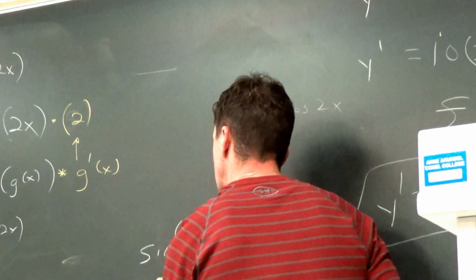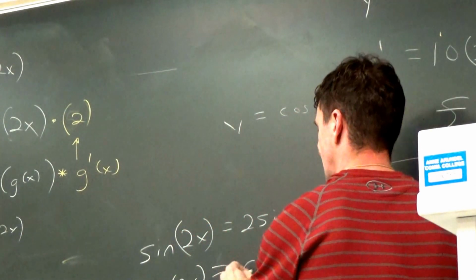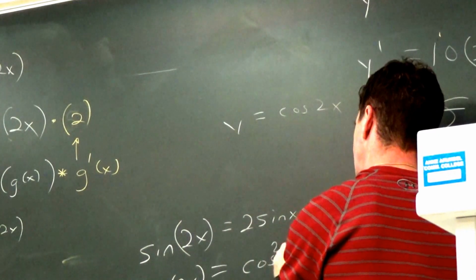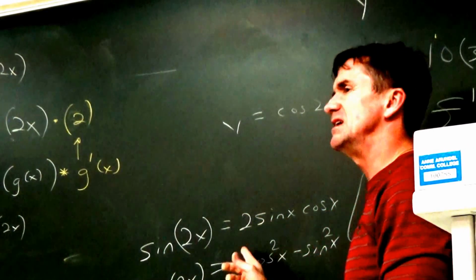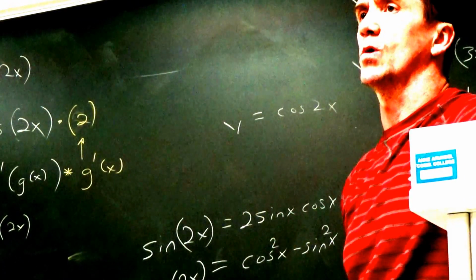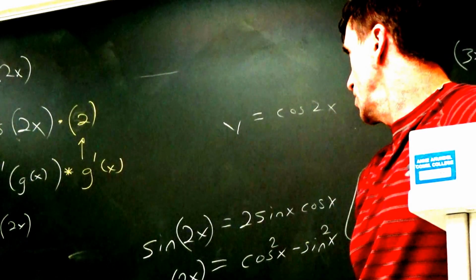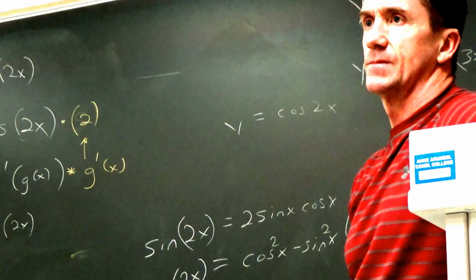And there's one for cosine 2x. Art, do you know that one? Cosine squared x minus sine squared x. Good job, man. And these are trig identities. I'll be honest, I think you can get through this Calc 1 course, and those two you might never need them, all right?